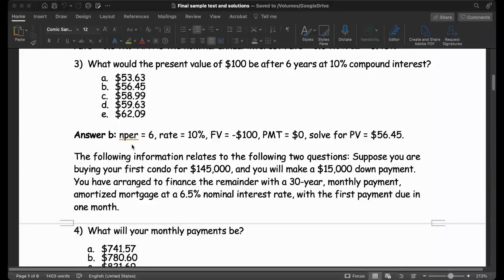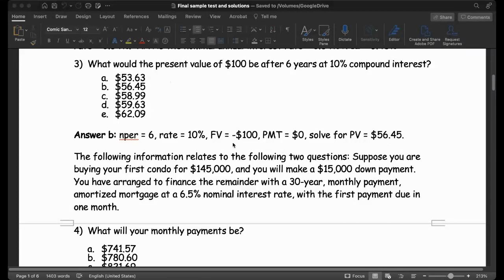We need to input N as 6, the number of years. We need to input I as 10, because the yearly rate is 10%. So I should be 10. Remember, we remove the percentage sign when we input in the calculator. Future value should be negative 100, and payments should be 0. We compute for PV, we should get 56.45, which is option B here.